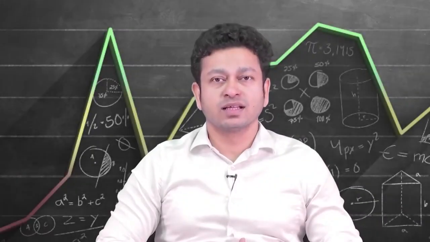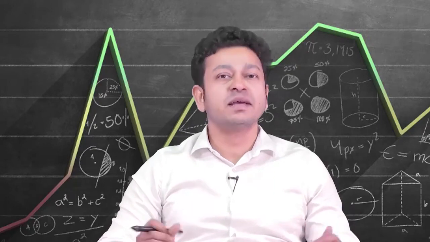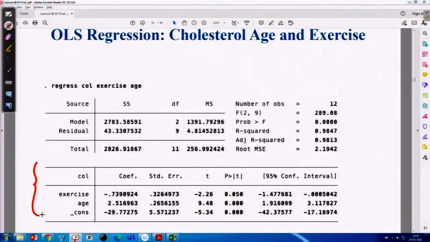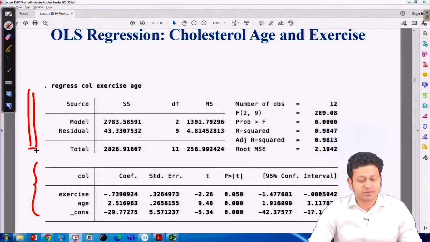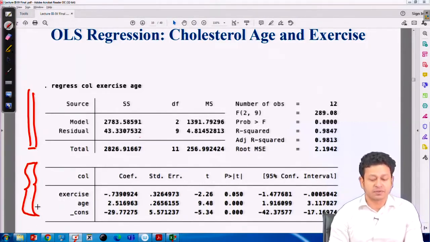Hello and welcome back to the lecture on applied econometrics. We have been talking about a very interesting topic called the regression table, and we're trying to understand the different components of the regression table. In the previous lecture we explained the first part of the table, which is the ANOVA part, and we said that in the next lecture we're going to explain the hypothesis testing part of this table. This is the second part that we're going to talk about.